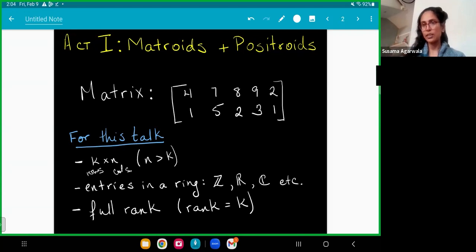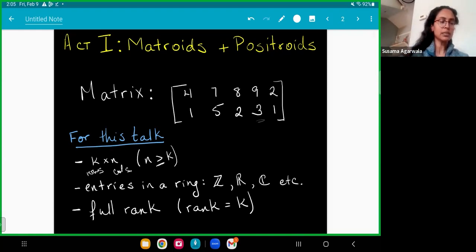N is always going to be bigger than or equal to K. I just need to set a convention. I'm not ruling out square matrices, but they're always going to be short, wide matrices, the type of matrix I'm going to be looking at. You can always take the transpose and do things differently if you have a different type of matrix. It's not a huge deal.